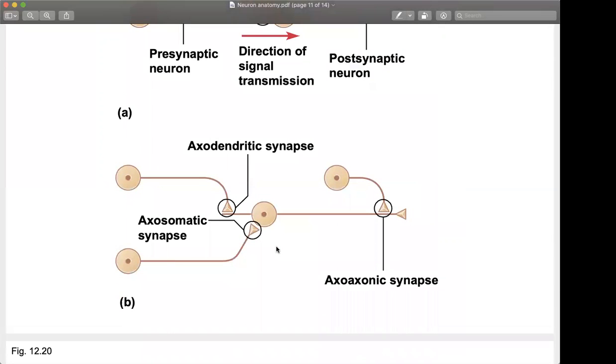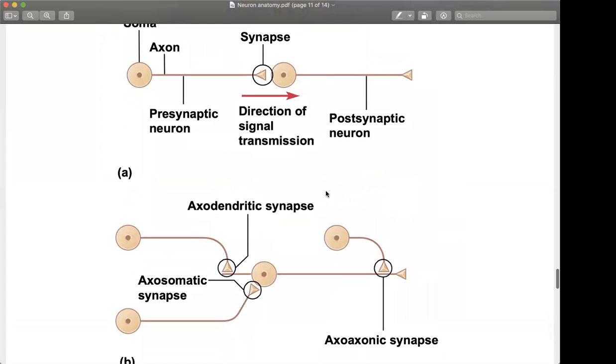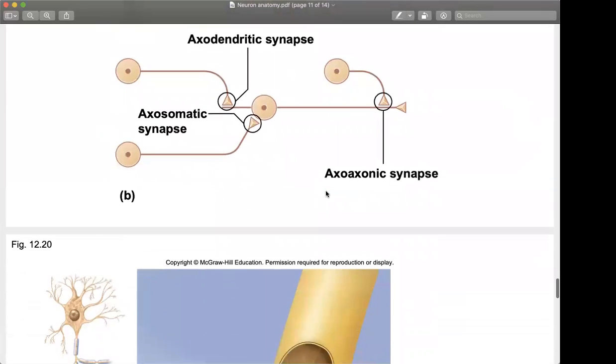Let's not cover this slide. This is more for lecture. I should have probably cut this one out.